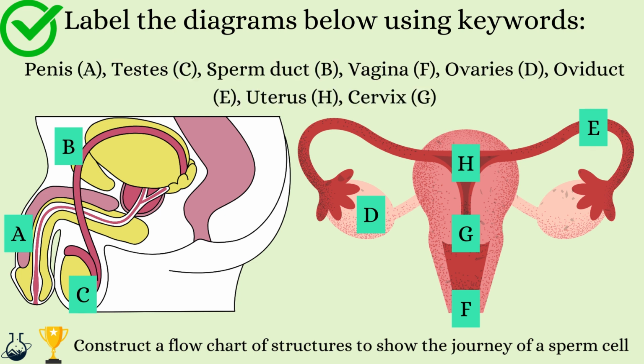A is the penis, B is the sperm duct, C is the testes, D is the ovaries, E the oviduct or fallopian tube, F the vagina, G the cervix, and H the uterus.